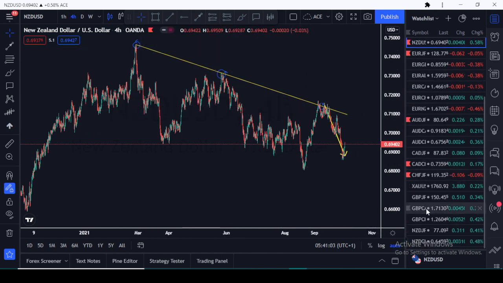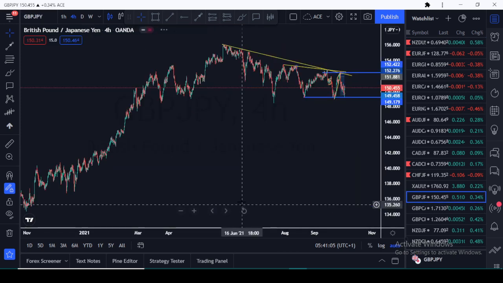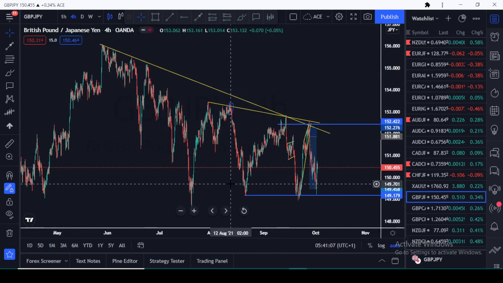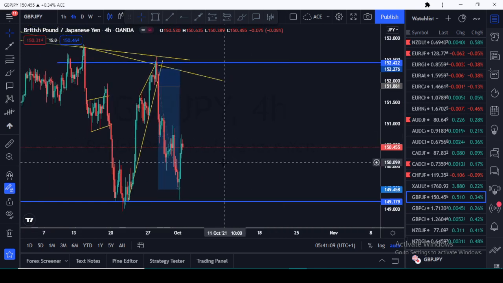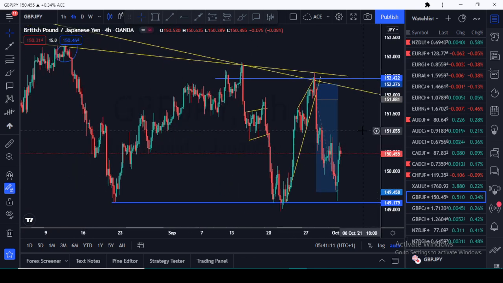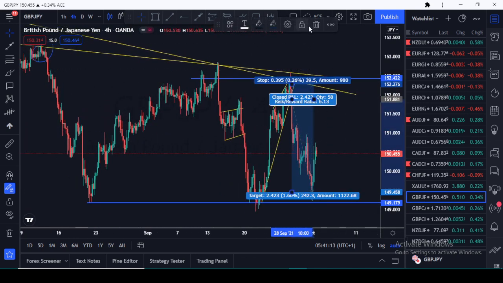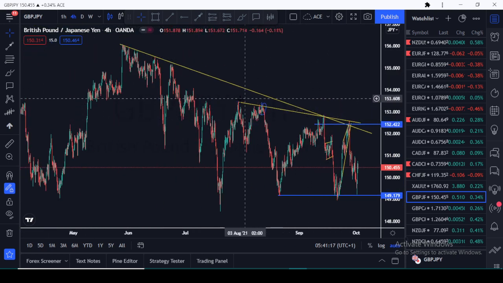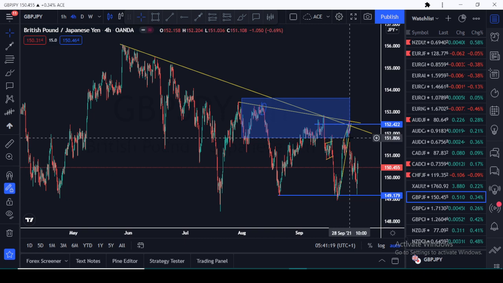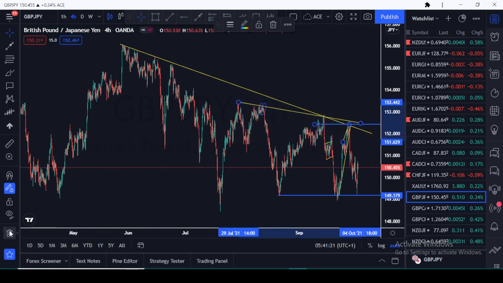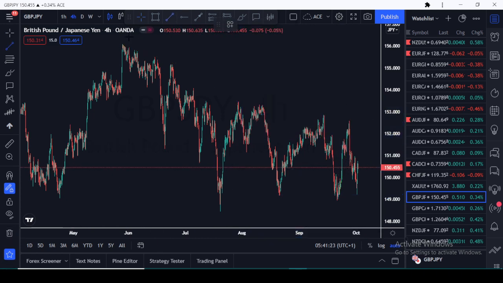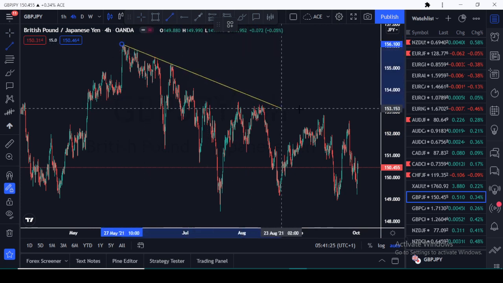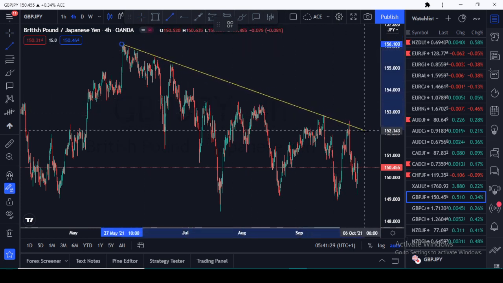GBP JPY is a trade I took this week. We see that the market really dumped here, and it was simply by knowing what I do. There are many things in this trade, but I will just teach you the most basic fundamental thing I used to execute this trade, which was my 3 touch of the trend line. Now this was even more than 3 touches.